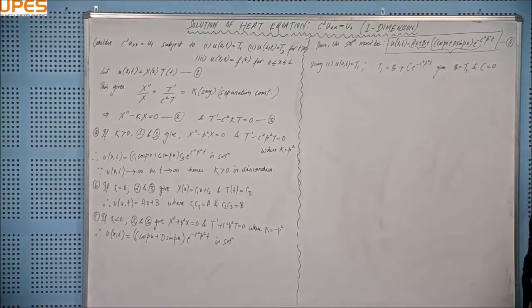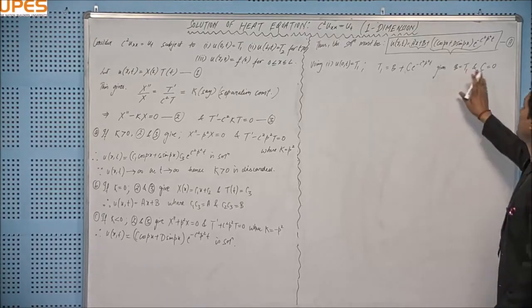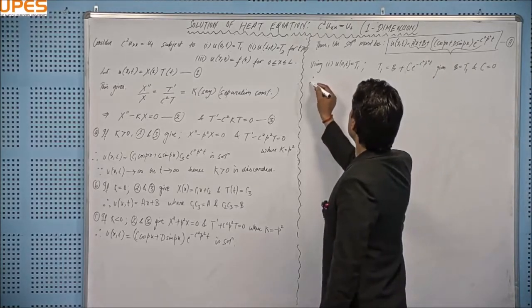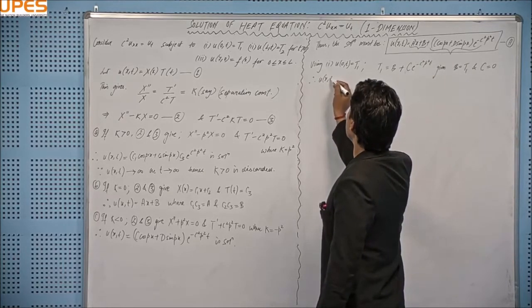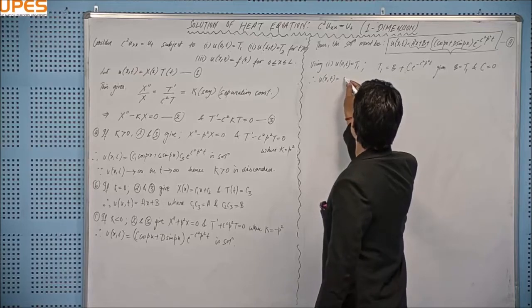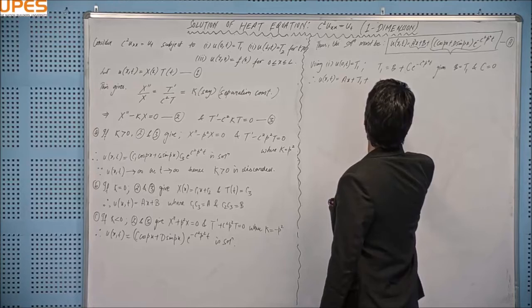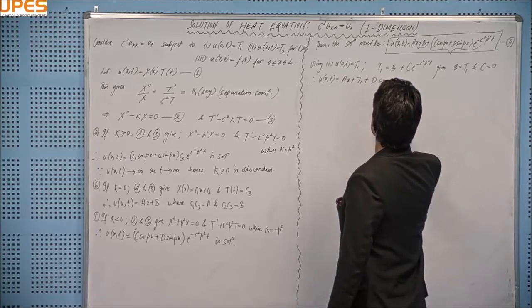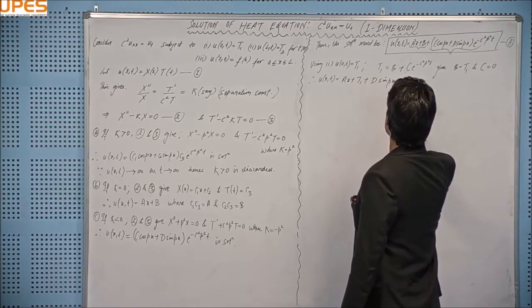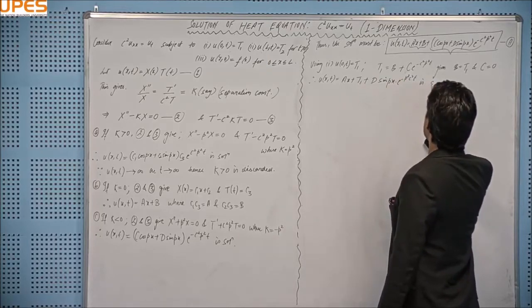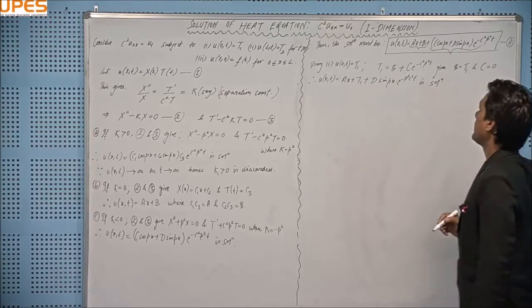Fine. Then plugging this b and c in my solution, the refined solution with the lesser number of constants will become Ax plus T1 plus C0 d times sine Px times e to the power minus p square c square t is the solution.